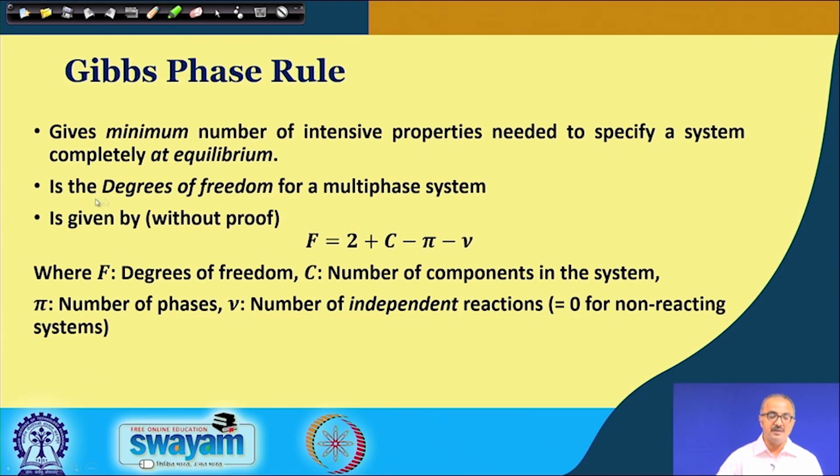So, this is the degrees of freedom for a multiphase system, and degrees of freedom we learnt earlier. Now, without proof, we give this expression: F, the degrees of freedom, is equal to 2 + C - π - ν.